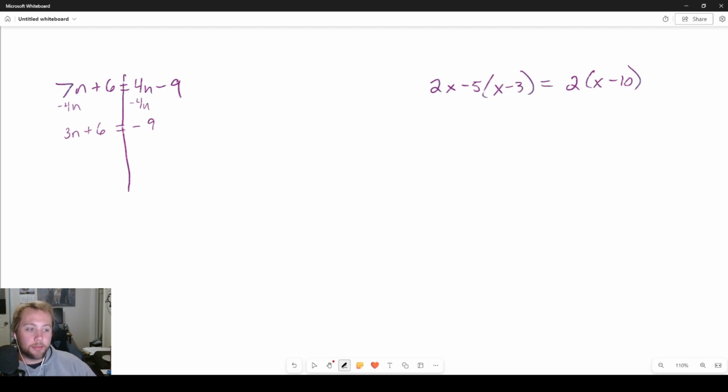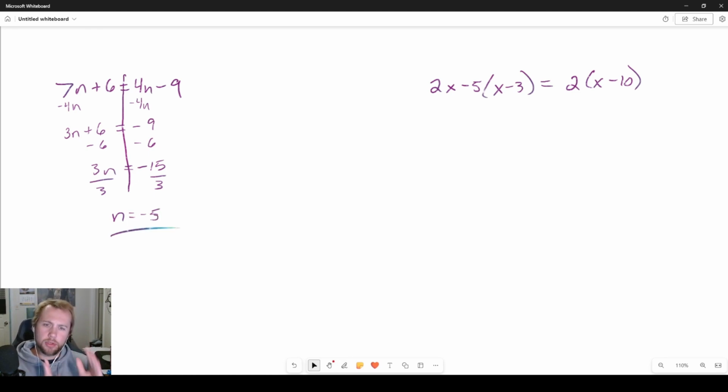So now I have all my n's on the same side. It's a two-step equation. I need to then subtract 6 on both sides. Here's where a lot of students will make a mistake, because we have a negative 9 minus a 6. That's actually going to give us a negative 15. We divide both sides by 3, and we get n equals negative 5. Not too bad of a problem at all.